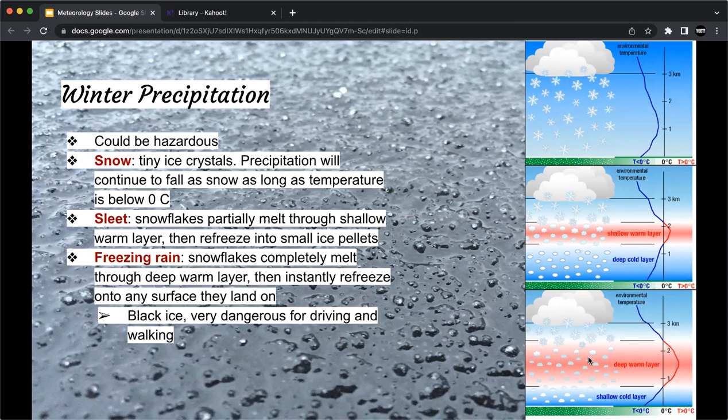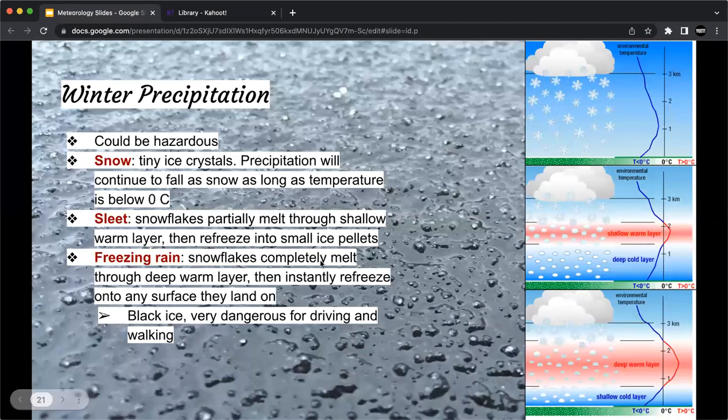And then on the bottom, we have freezing rain. At first it's snow, but then it goes through a deep warm layer, which makes it melt completely. So now it's water, and then it will go back into a shallow cold layer. And then once it hits the surface, it will instantly refreeze and become freezing rain.